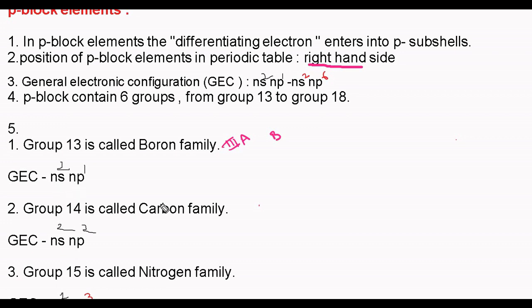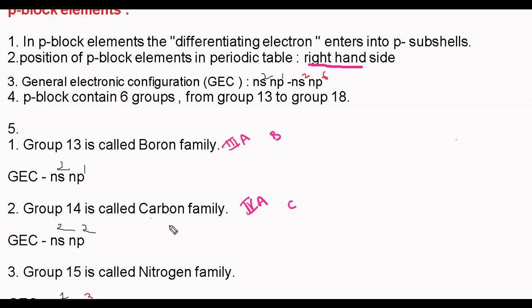The 14th group, we also call the carbon family, or the 4th A. Carbon family begins with carbon. The remaining elements are silicon, germanium, tin and lead. General electron configuration for this 14th group or carbon family is ns2 np2.